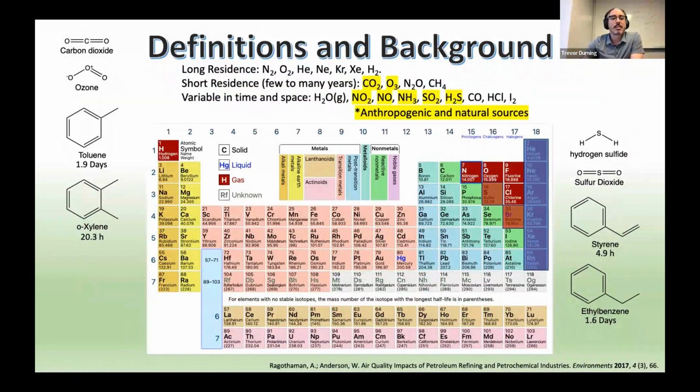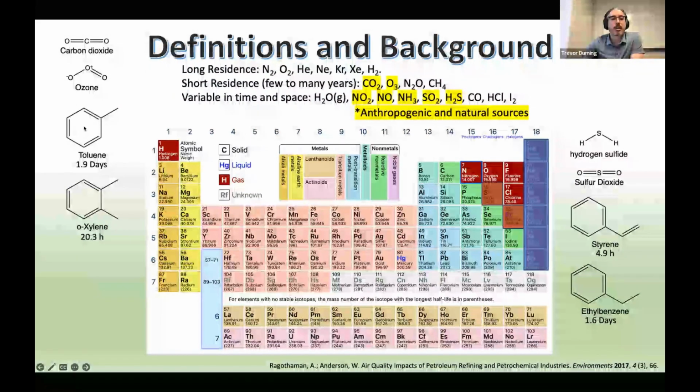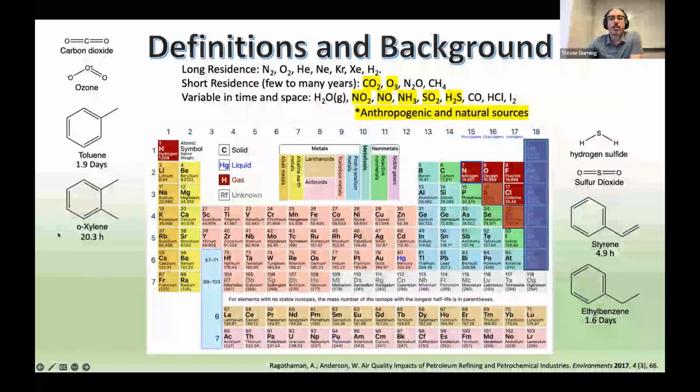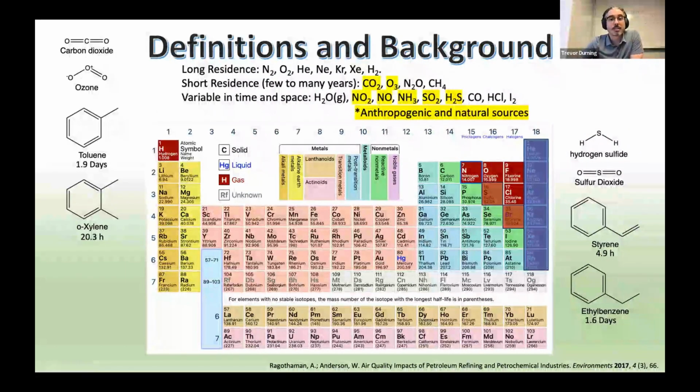It's really technical. Some of these things you'll see, this shows how long a molecule will stay in the atmosphere. So this is toluene, 1.9 days, xylene, 20.3 days. And these are all released from petroleum refining and petrochemical industries. That's what the paper down here says. So if you ever are interested in reading any of this stuff, just go ahead and screenshot it. And if you need help finding the papers, I can help you find the papers.